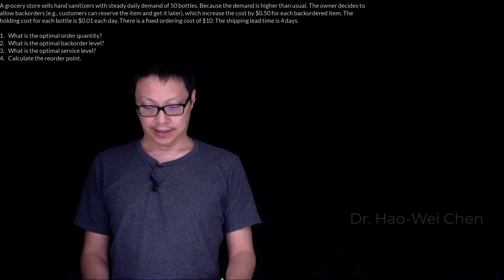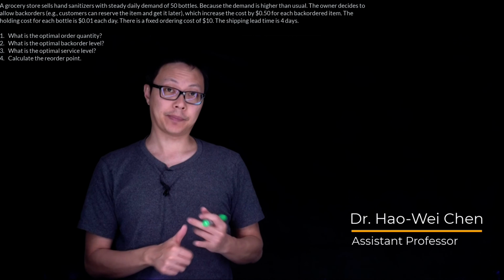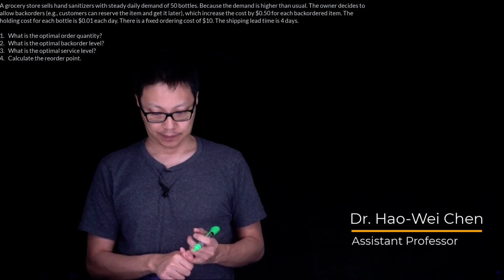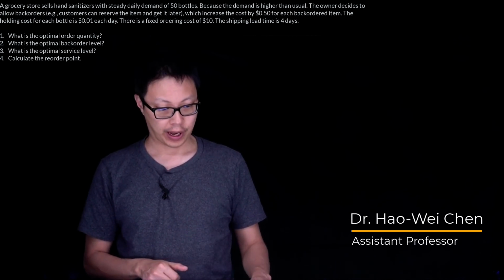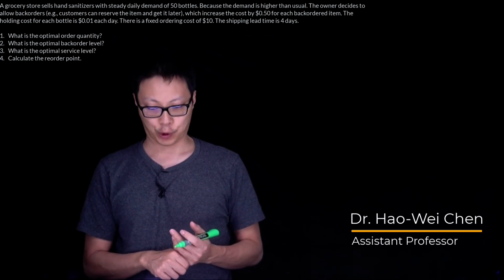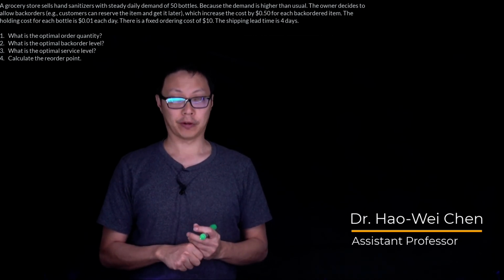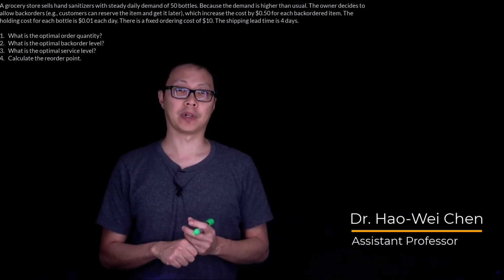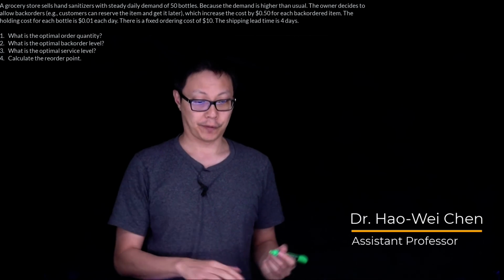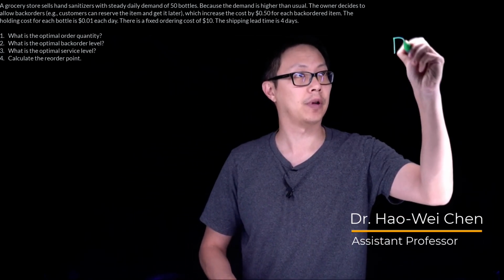So now let's take a look at the grocery store's problem. In this particular problem, we notice that we don't have the fixed production rate, so the production rate will be unlimited. However, we have the back order. So this is an EOQ model with planned back order. The first thing we want to do, again, is write out everything we know.